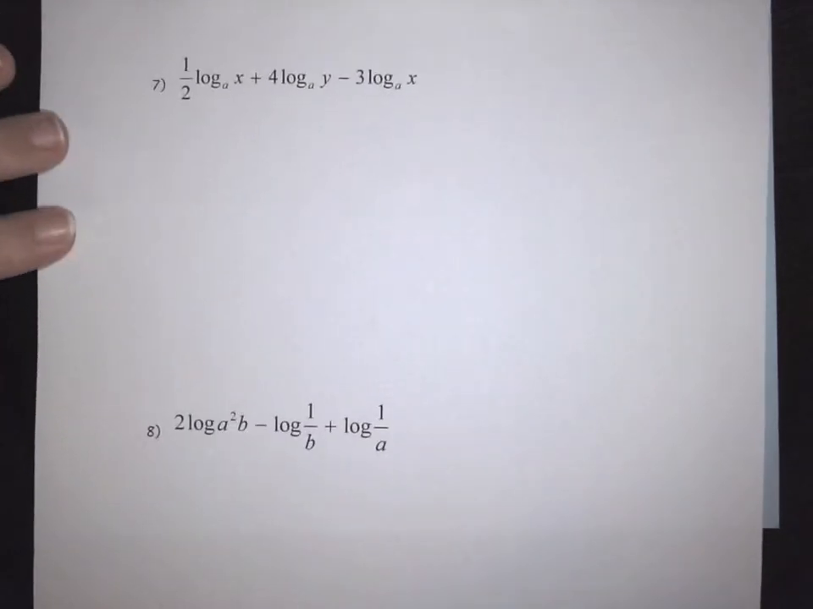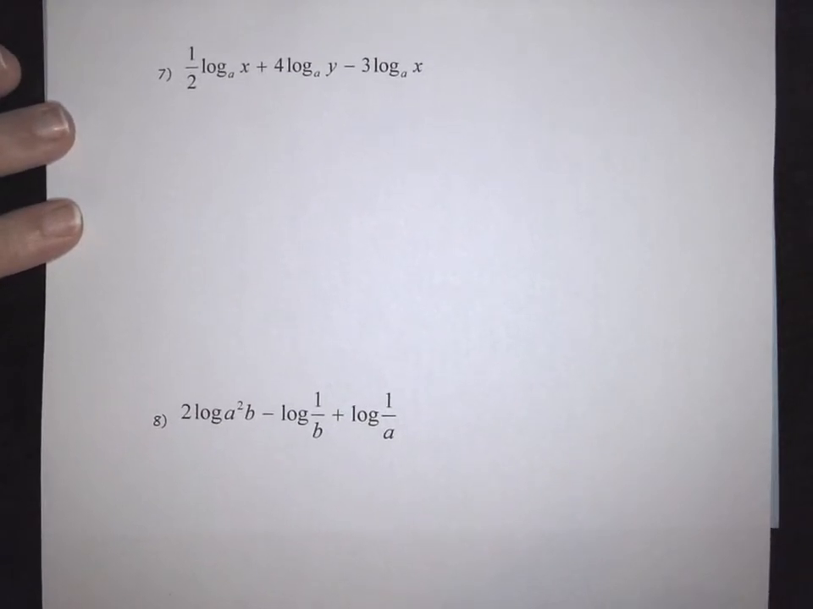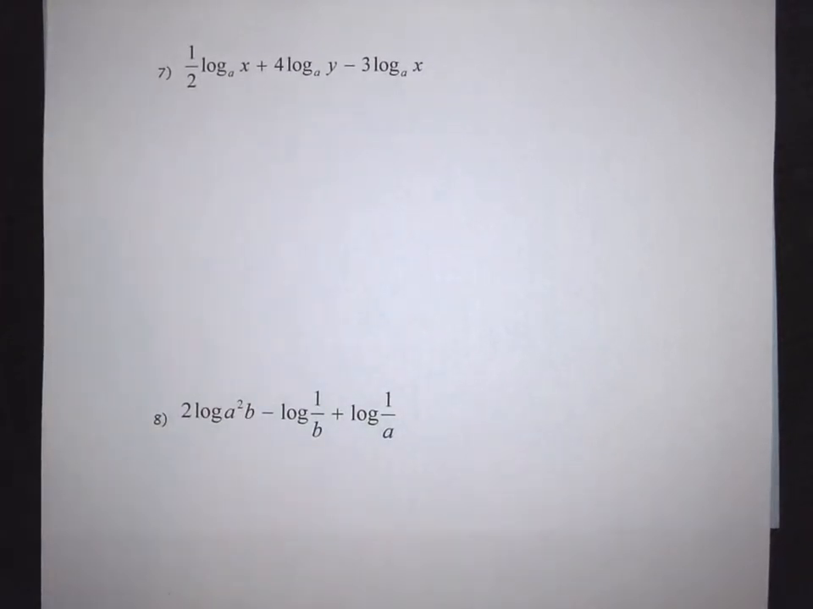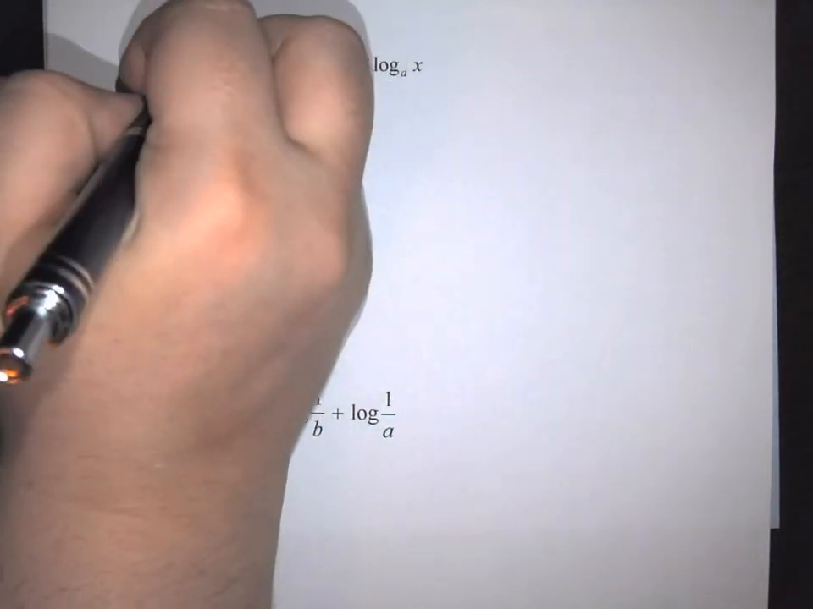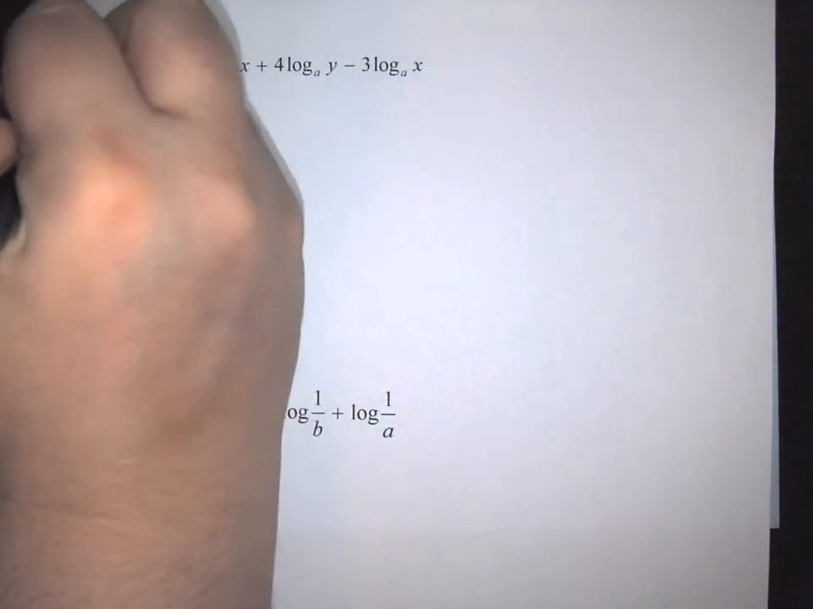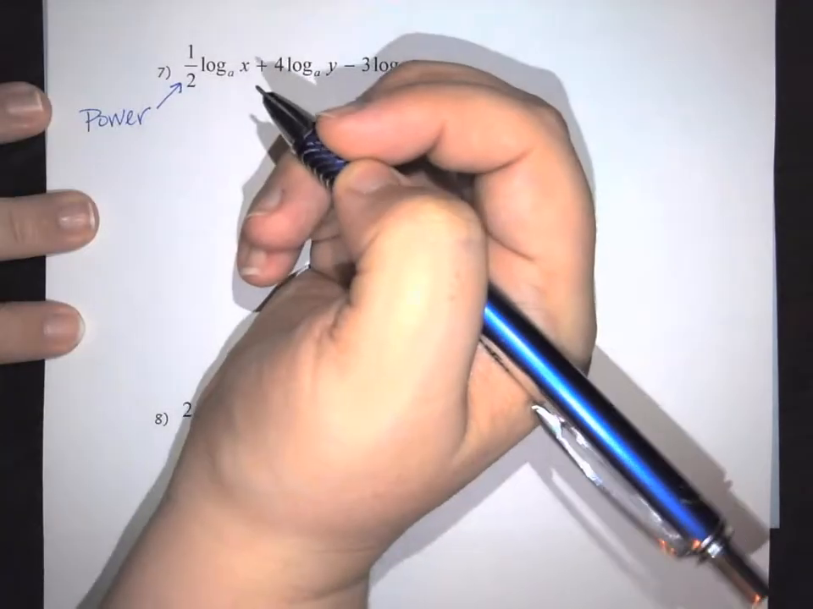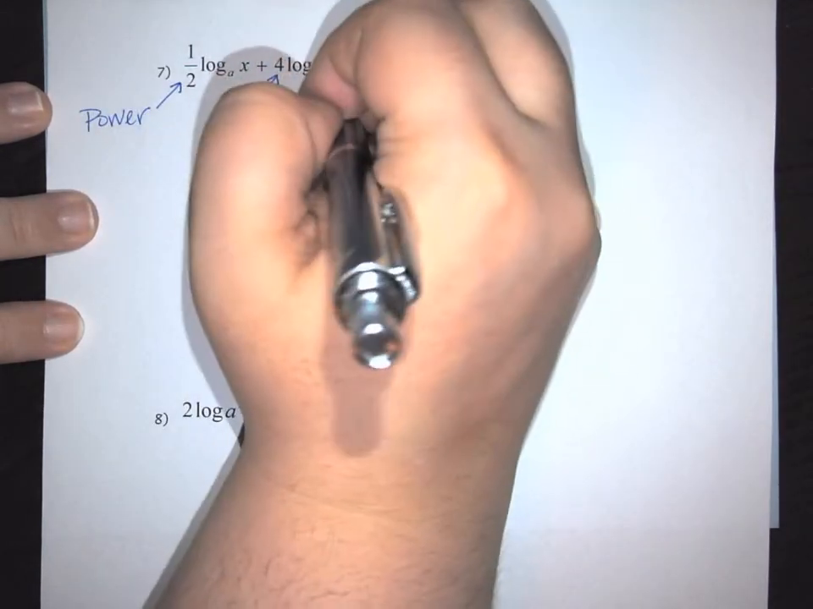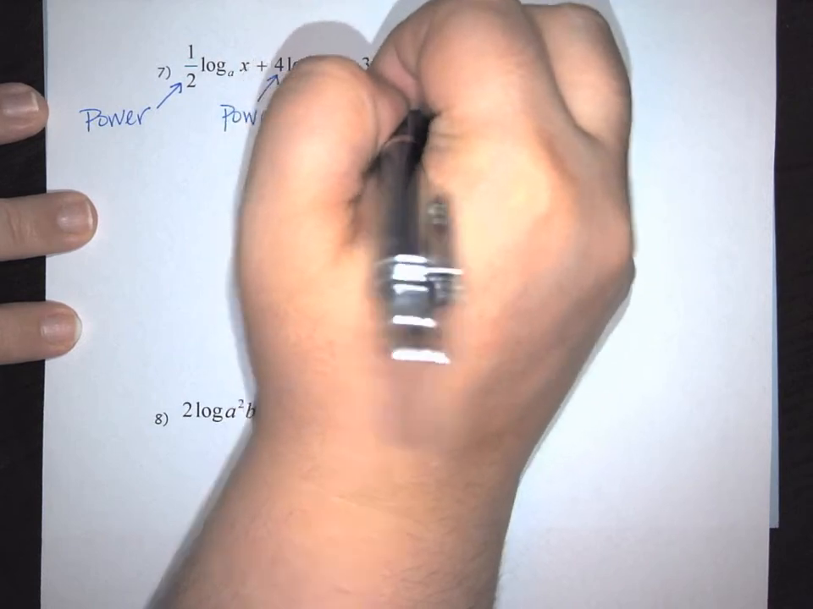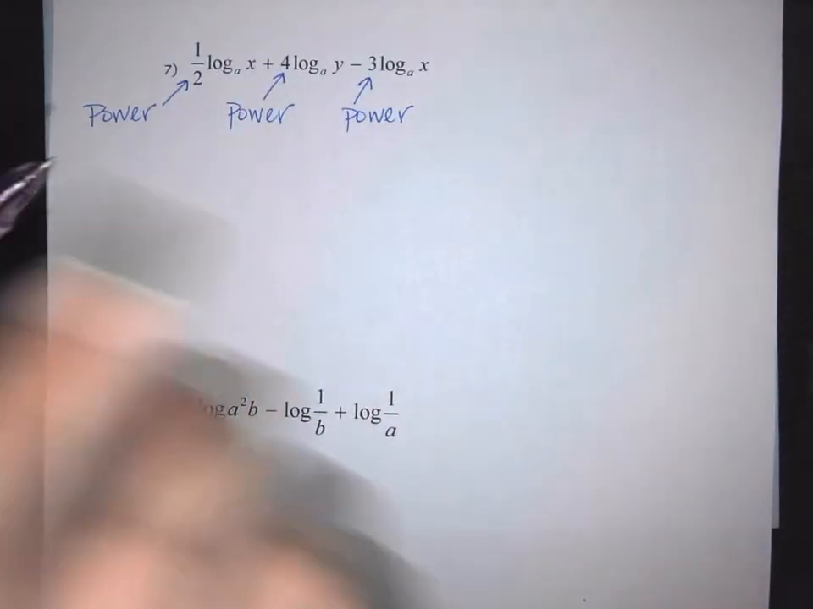Alright, let's take a look at another one here. So just like before, we need to identify the pieces we're working with. So this first right here, we have a power. We then have another power right here with my 4, so this is a power. And then last with the 3, this is a power. So we're going to go ahead and use the power rule for all of those.